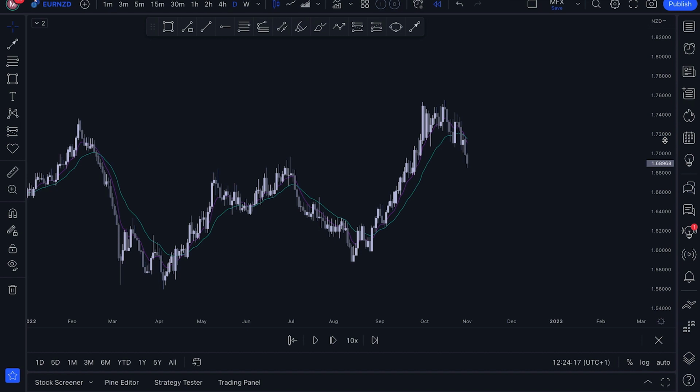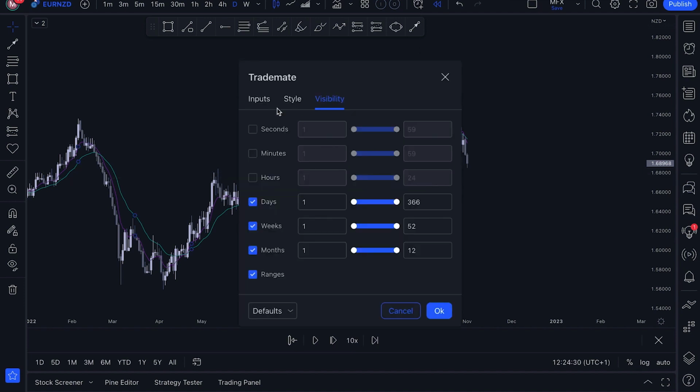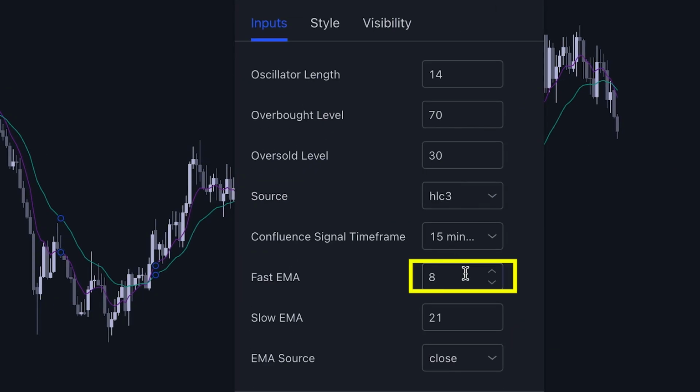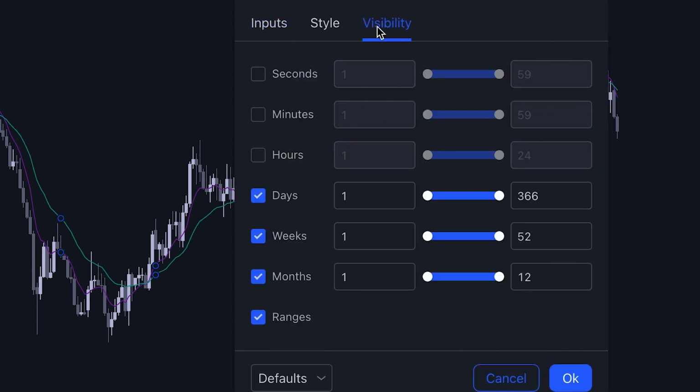We are here now on the Euro NZD chart on the daily time frame. And by the way guys, I have here 2 EMAs on. So when I go here to the settings, on inputs you can see that this is a fast EMA on the 8 period and a slow EMA with a 21 period. And on the visibilities I have only set this on days, weeks and months.